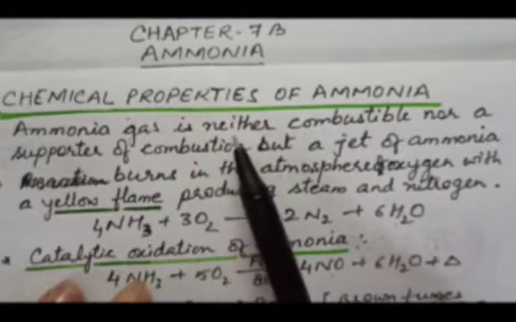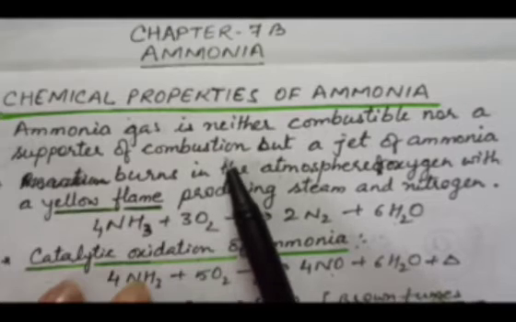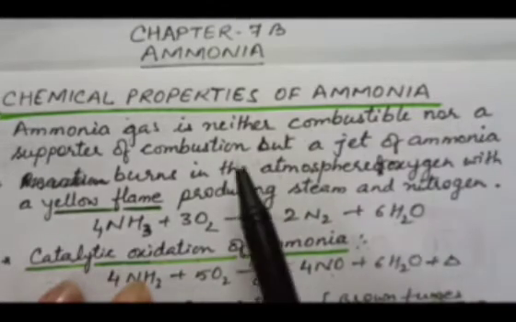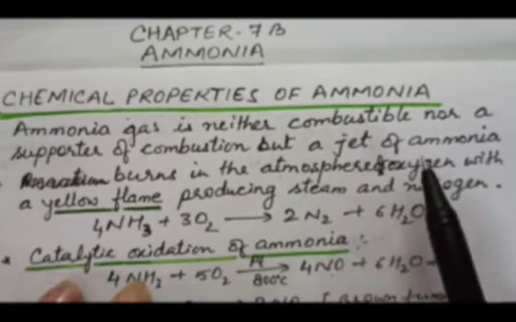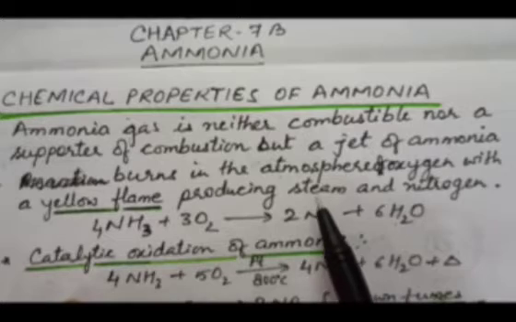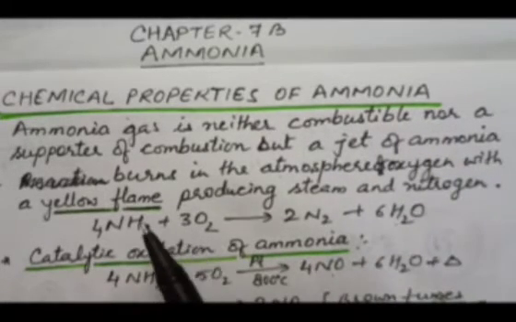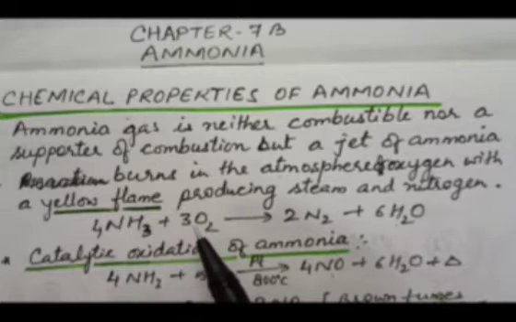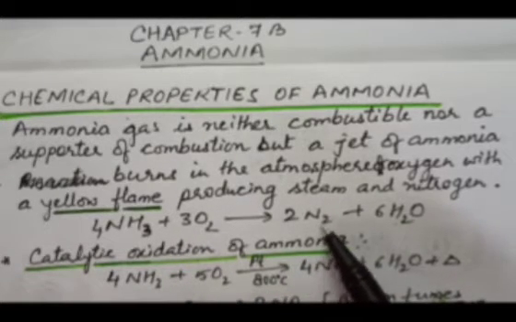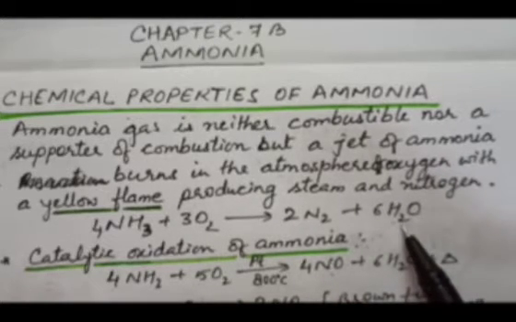Ammonia gas is neither combustible nor a supporter of combustion, but a jet of ammonia burns in the atmosphere of oxygen with a yellow flame, producing steam and nitrogen gas. When ammonia is burned with oxygen, then it gives what? A yellow flame, and nitrogen gas and water steam are produced.